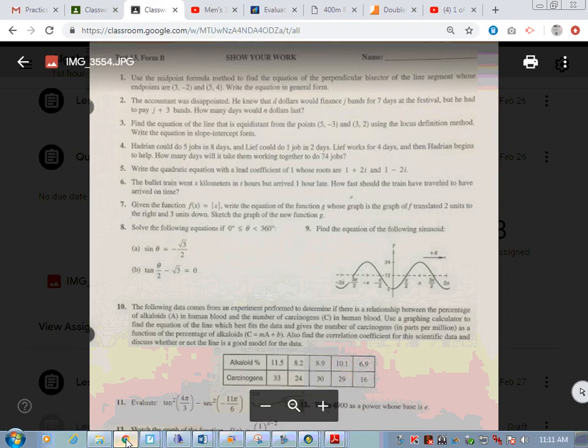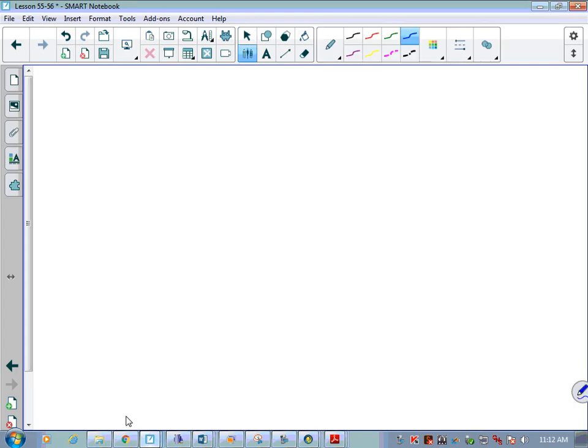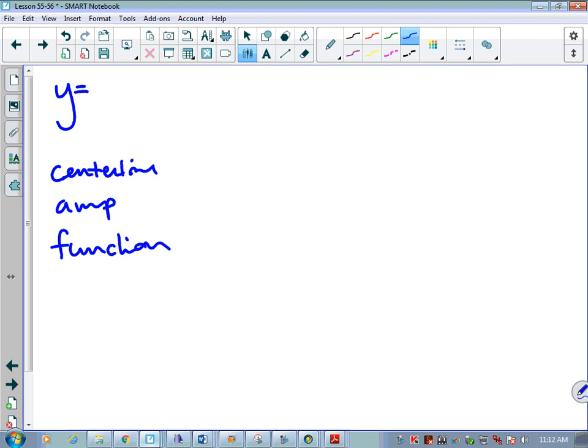Number 9, find the equation of the following sinusoid. This is still part of the earlier part, but at this point, the only thing they're changing so far is the center line. We want y equals, and the first thing we want to list is our center line, then our amplitude, then our function. So what is our center line in this?